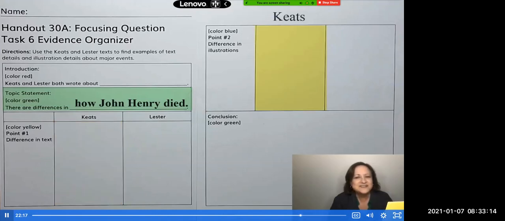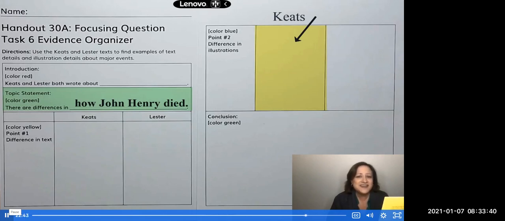Now, let's jot down information that's connected to the illustration on the very last page of John Henry, an American Legend. This is the illustration that was created by Keats. If you have your own copy of this text, you can open to that illustration now and use that to complete this part of your evidence organizer.